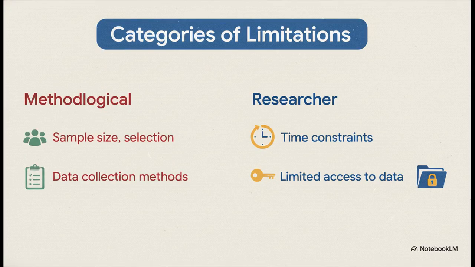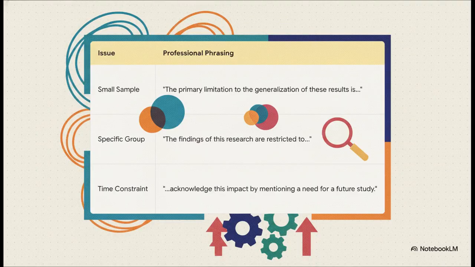So what are we talking about here? Well, limitations usually fall into one of two buckets. You've got methodological limitations, things like your sample size or the specific methods you used. And then you have researcher limitations, like maybe you had limited access to certain data, or you are working under a tight deadline. Acknowledging this stuff is just good, honest science. And here's the key. You can do this in a really professional way. So instead of just saying, my sample size was too small, you frame it constructively. You say something like, the primary limitation to the generalization of these results is the sample size. See how that language turns a potential flaw into a thoughtful observation and even a suggestion for the next study?